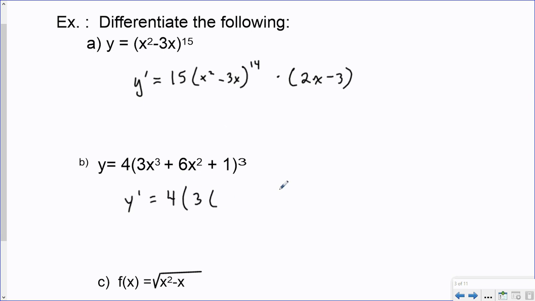Okay, and that'll be 3, then whatever that interior function is, and then I raise that to the power of 2. I'm going to close my bracket. Then I have to make sure I multiply it by the derivative of my interior function. And in this case, it's 3 times 3 is 9, x squared, plus 12x.